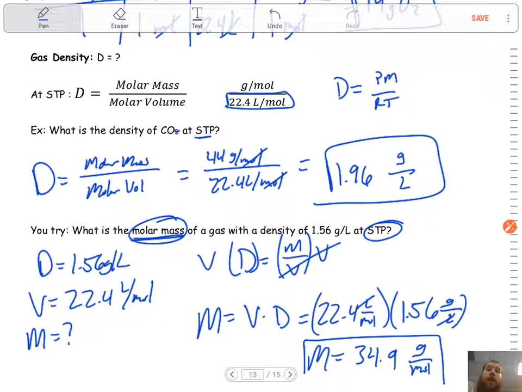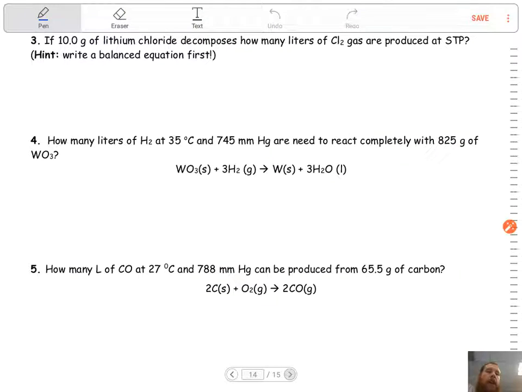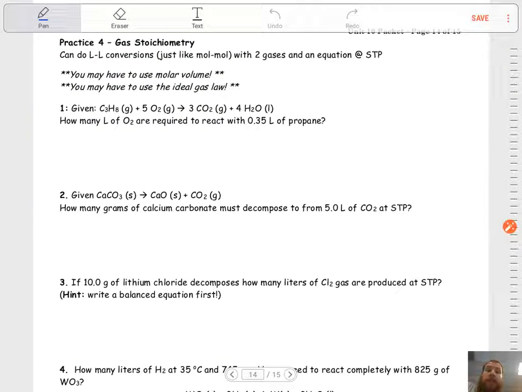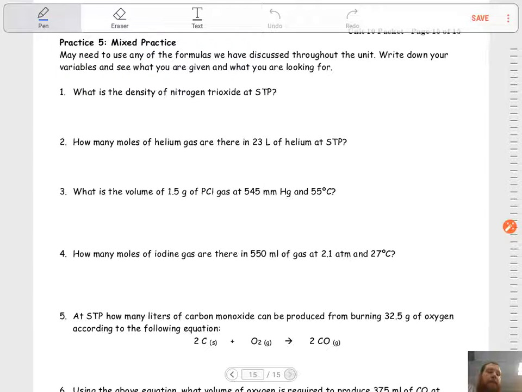Okay, so this is the last kind of new piece. Again, it's building off of things we've already learned previously in the course. At this point, now you've got practice to do. This practice 4 is using what we just did, gas stoichiometry, and then practice number 5 is kind of mixing anything together to help you prepare for that advanced quiz, and then that'll be it.